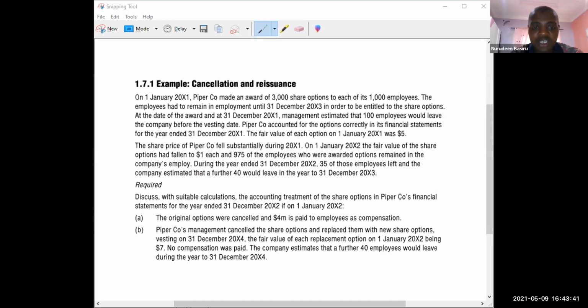financial statements for the year ended 31st December 2022 if on 1st January 2022: A. The original options were cancelled and $4 million is paid to employees as compensation. B. Piper Co.'s management cancelled the share options and replaced them with new share options, vesting on 31st December 20x4. The fair value of each replacement option on 1st January 20x2 being $7. No compensation was paid. The company estimates that a further 40 employees will leave during the year to 31st December 20x4.